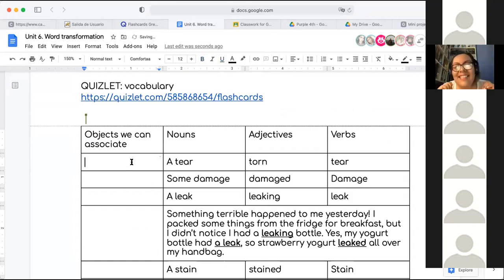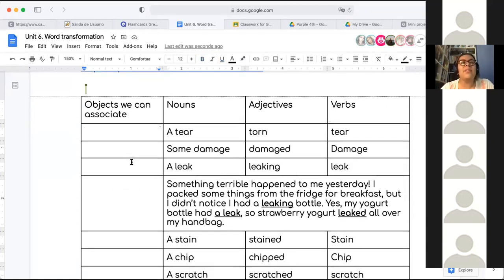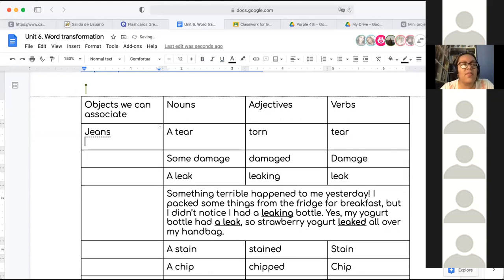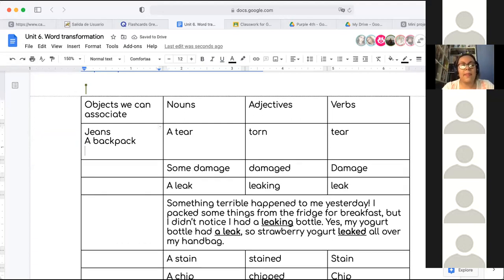Okay, now let's think of objects that we can associate with these kinds of problems. For example, for a tear, something that can be torn. We already checked jeans. What else can be torn? Or what else can have a tear? Jeans, what else? Guys, I need objects. A backpack, yes. What else? Clothes. Clothes in general, yes.